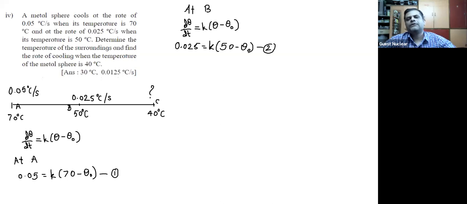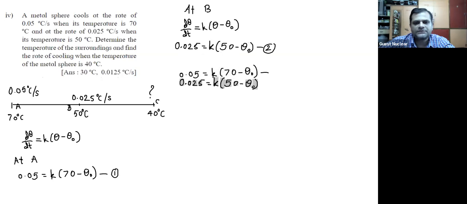Okay. Now, what we have to do is we have to just divide these two equations so that we can cancel out this k here. And once this k is cancelled, we can easily find out this theta naught here. Okay, so let us take this equation, and also this one here. ये दोनों equations को हमको एक के नीचे एक रखना है. That means we have to divide this. Okay, so see what we are doing here. We are going to divide equation 1 and 2 here.